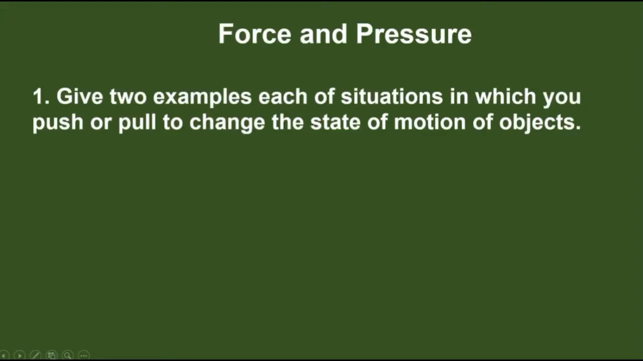The first question is, give two examples each of situations in which you push or pull to change the state of motion of an object. Changing the state of motion of an object means you are either changing the speed, making the object move with a lower or higher speed, or changing its position. All that you are changing.